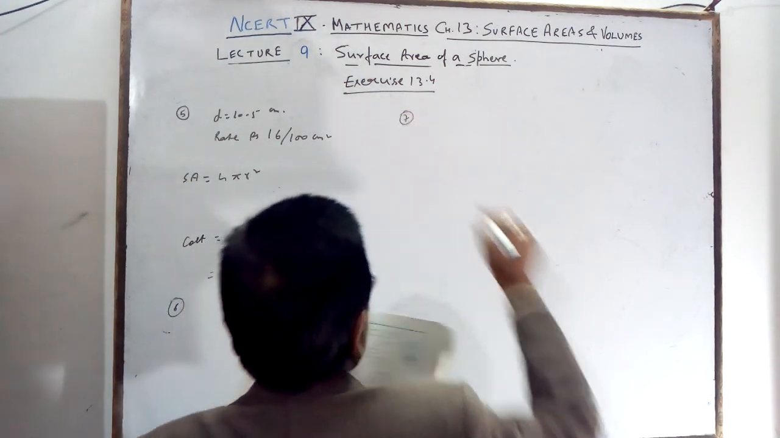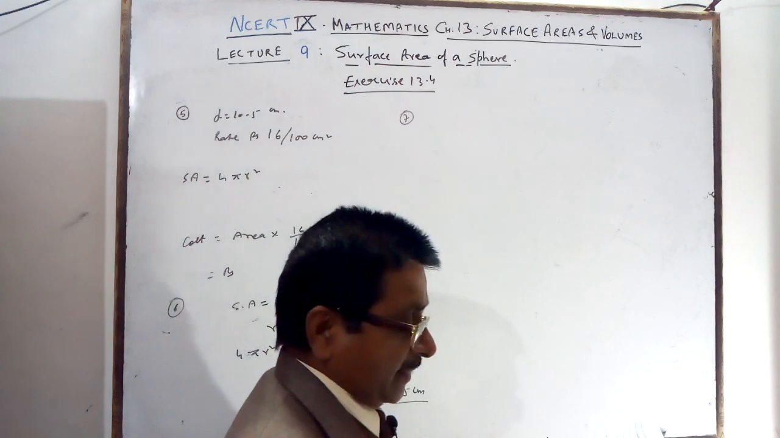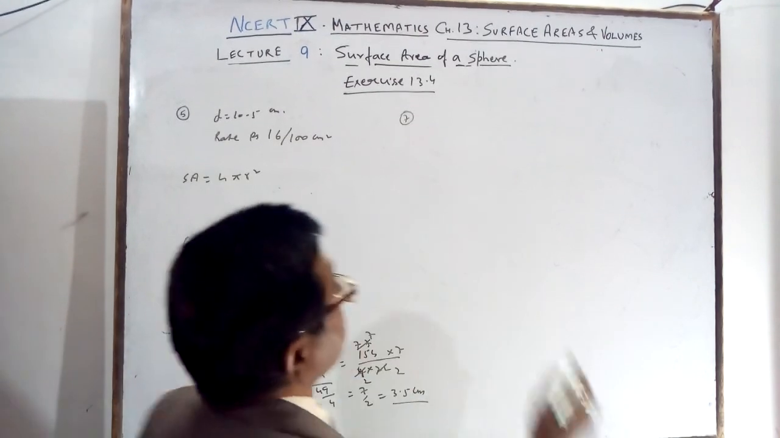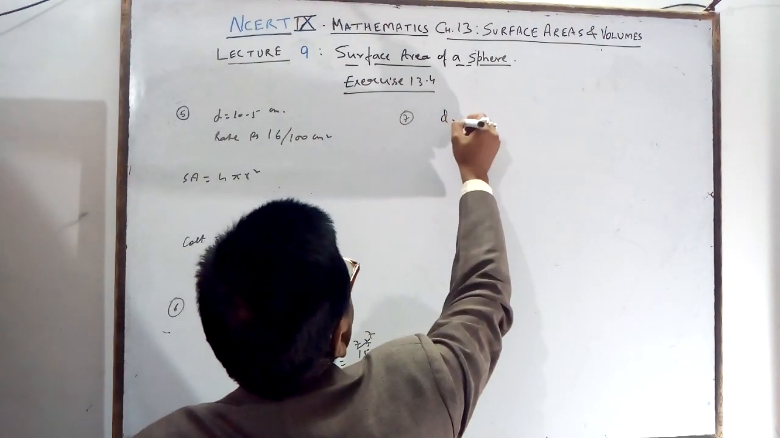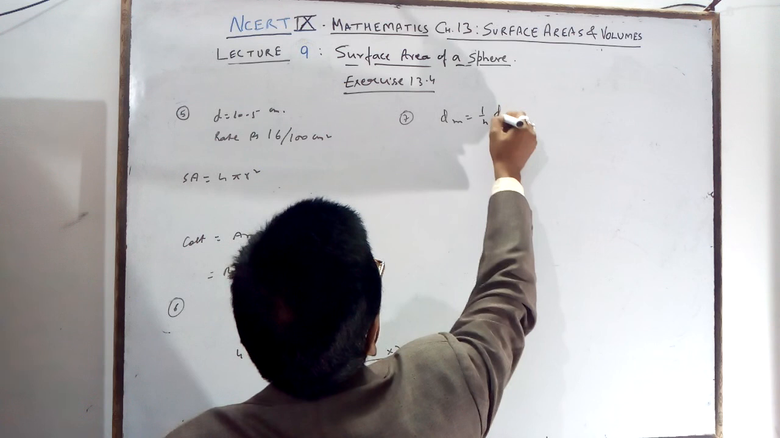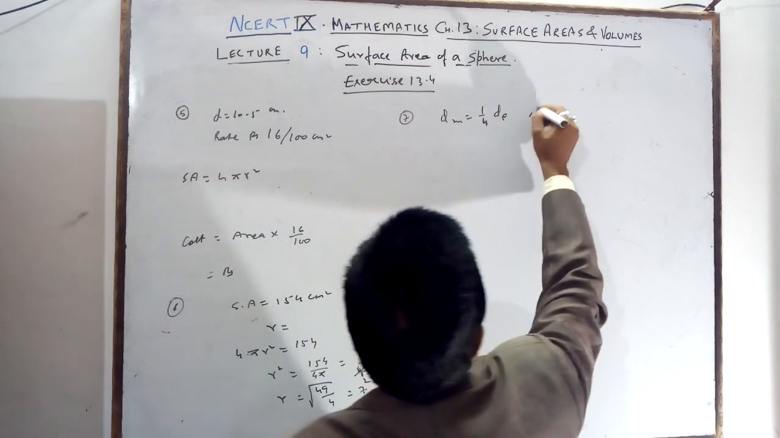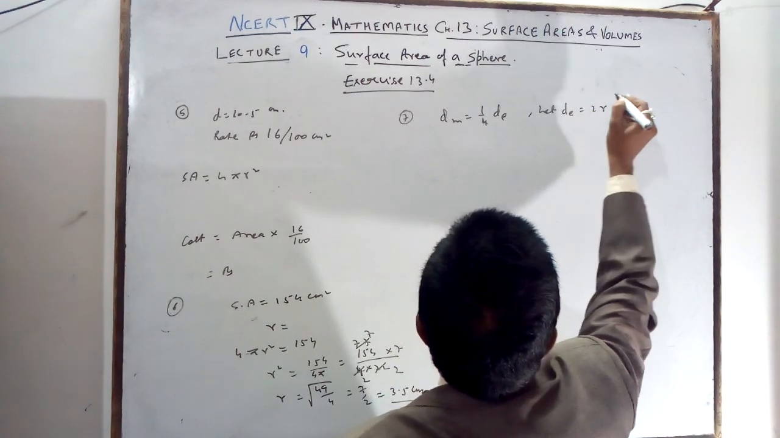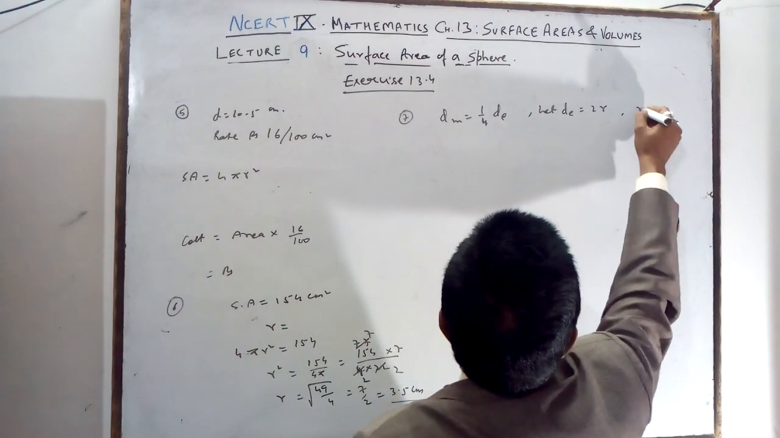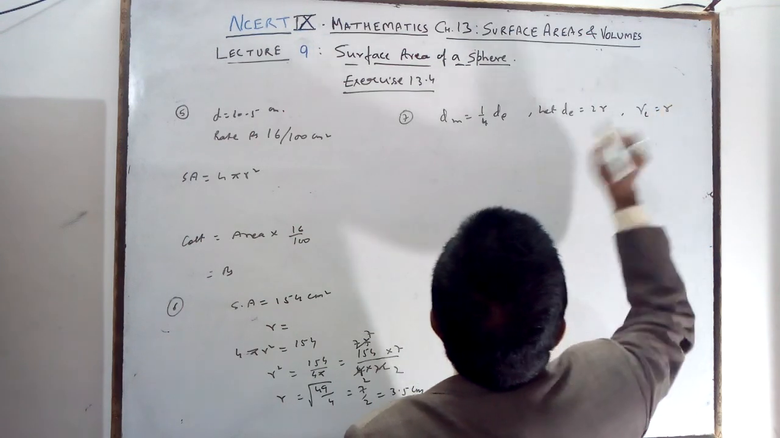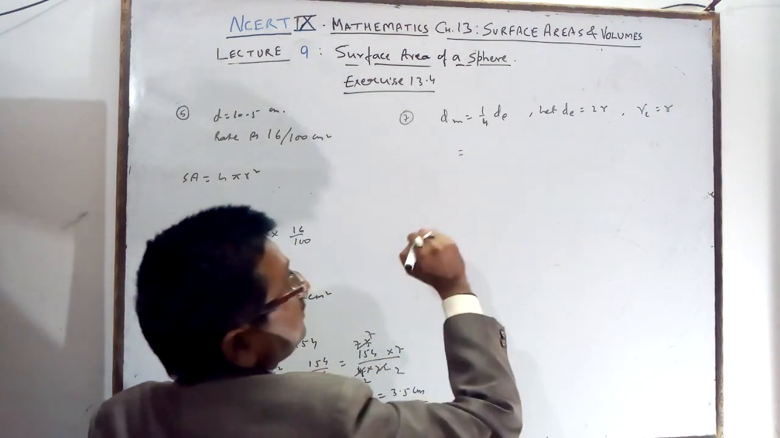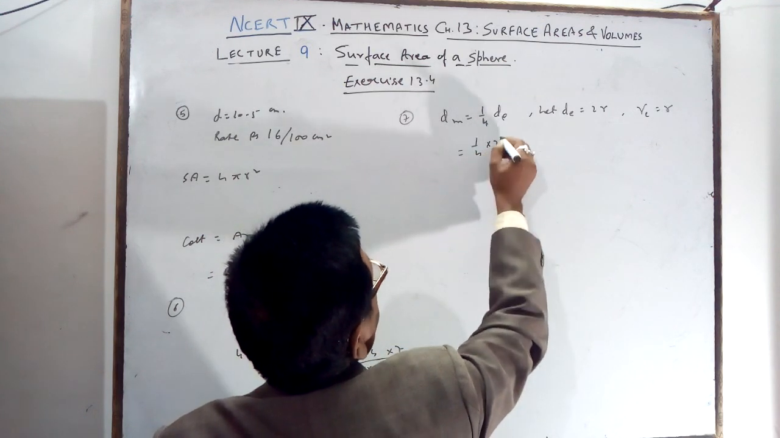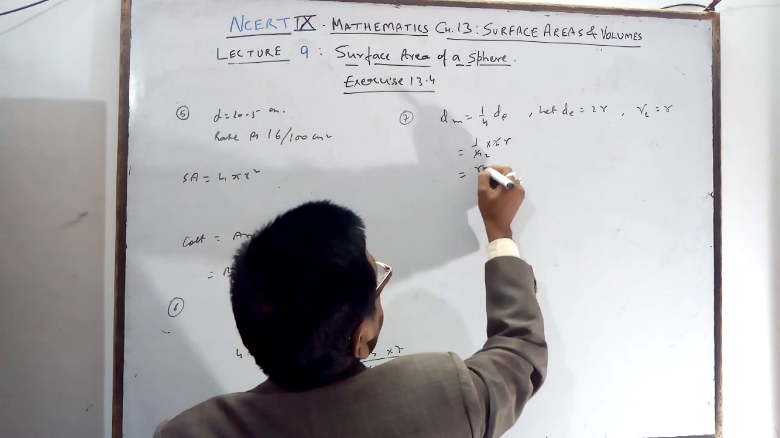Question number 7. The diameter of a moon is approximately 1/4 of the diameter of the earth. Diameter of moon is 1/4 of the diameter of earth. Let diameter of earth is equal to 2r. So radius of earth will be r. So what is the diameter of the moon? 1/4 into 2r, that is r by 2.